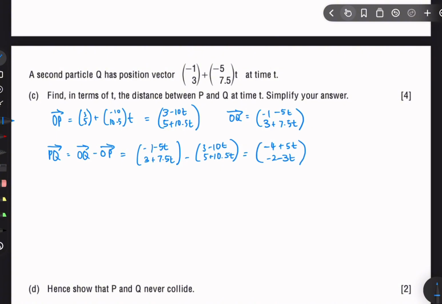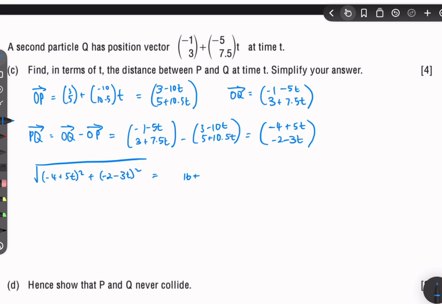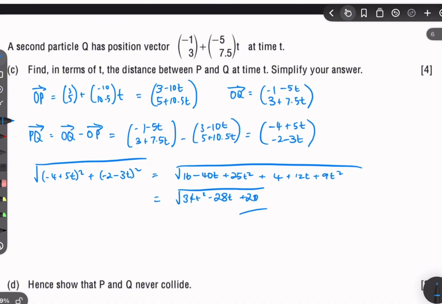Now we need to find the magnitude of this vector using Pythagoras. Okay, so we're just expanding this, and then simplifying it. And this should be the final answer.